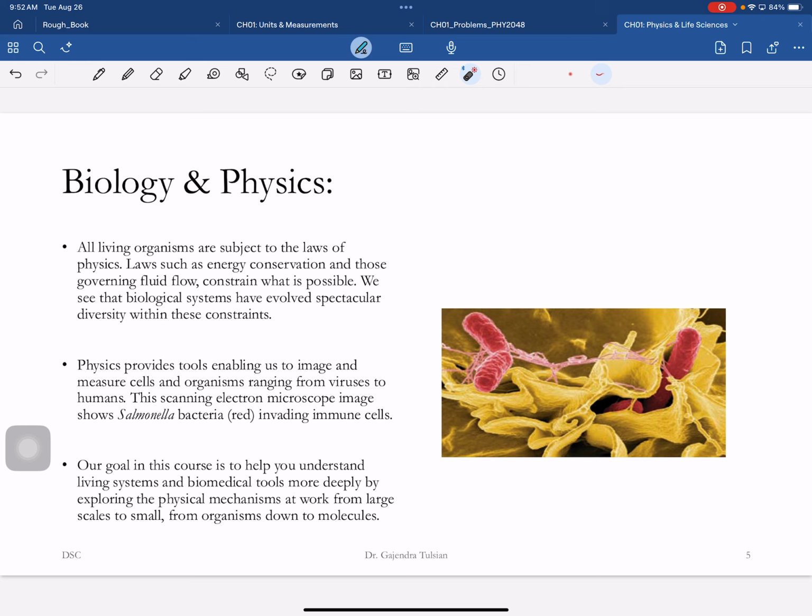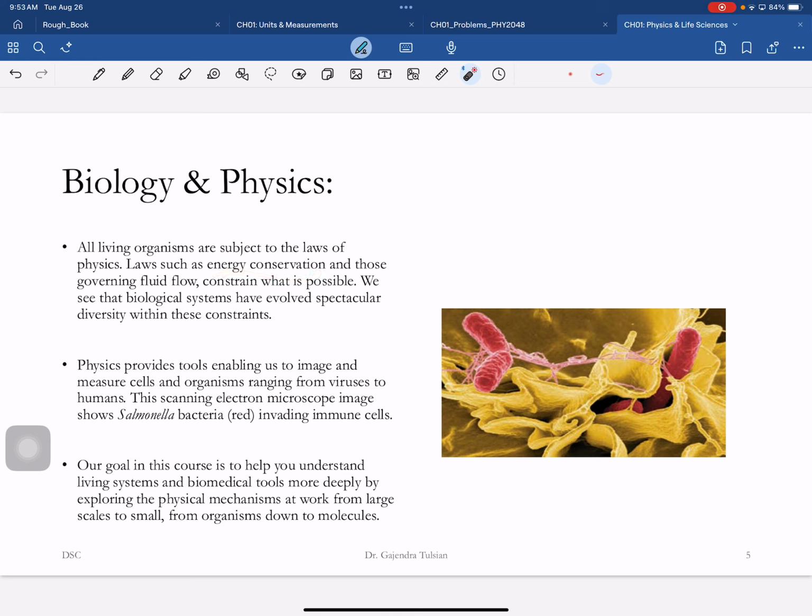Physics laws are fundamental. Everything in the universe has to obey physics law. So this fellow here, his body is not breaking one physics law. His body has to work within the confines of physics laws. So all living organisms are subject to the laws of physics. Here's an example. Energy conservation is a law of physics.